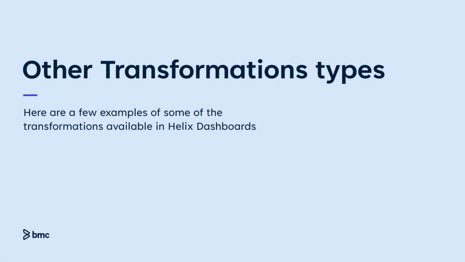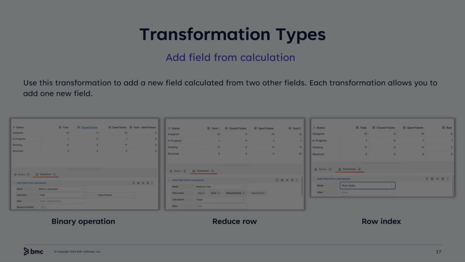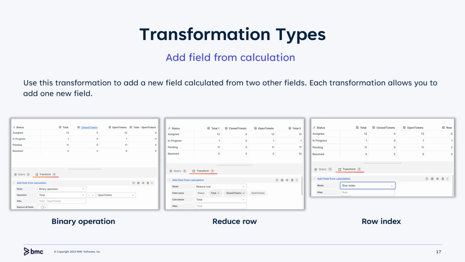We will now review some examples of the transformations available in Helix dashboards. The add field from calculation transformation has three modes. The first, binary operation. Apply basic binary operations, for example, sum or multiply, on values in a single row from two selected fields. The second one, reduce row. Apply select calculation on each row of selected fields independently. The third one, row index. Insert a field with the row index.